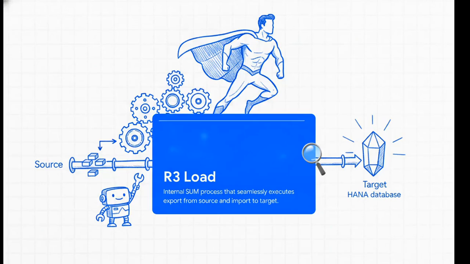And here is the true superhero of the whole operation, the R3load process. The SUM tool internally invokes it, and R3load flawlessly does all the heavy lifting. It pulls data directly from your source application tables and pipes it straight into the target HANA database. It's like a massive, high-speed data funnel making the whole thing happen.